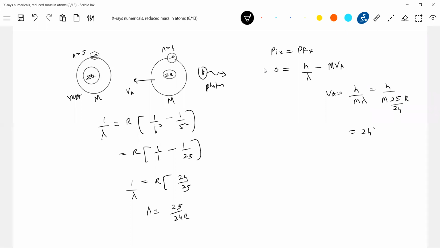Now you can ask some very good question here. The velocity is 24 Rh by 25 m. This is the recoil speed of the atom. I'm assuming let it make a transition from n equal to 5 to 1.